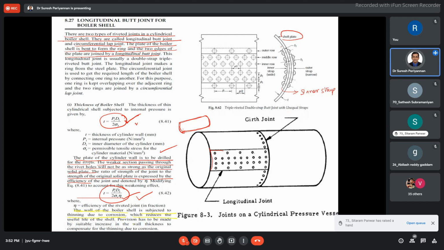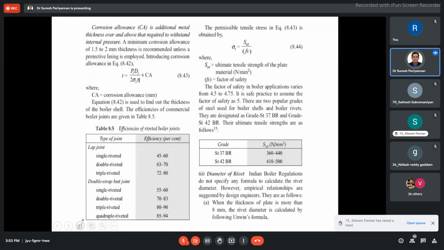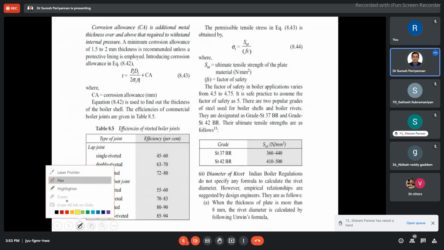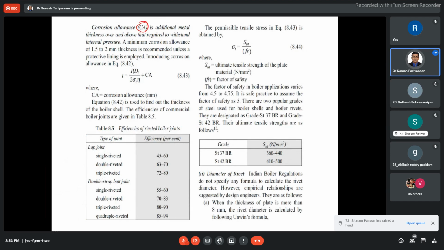Hence, we have to make provision for a suitable increase in wall thickness. Then that can compensate for our thinning due to the effect of corrosion. That's what we are introducing here: some corrosion allowance, that is nothing but CA. The corrosion allowance, CA, is additional metal thickness over and above that of the cylindrical vessel. Even when we are increasing the thickness, it withstands more pressure and withstands the corrosion. Hence, we are introducing the extra thickness, that is nothing but corrosion allowance.